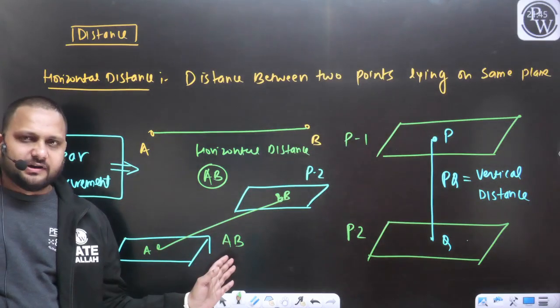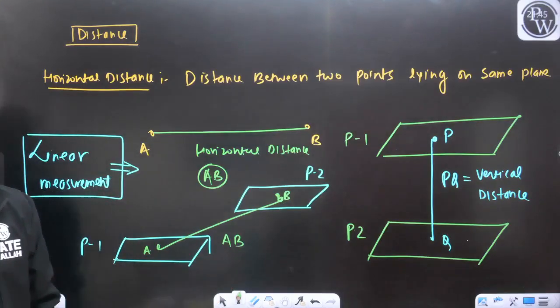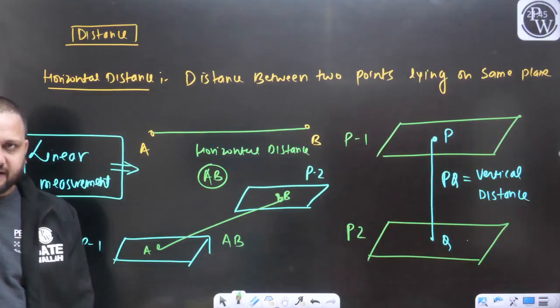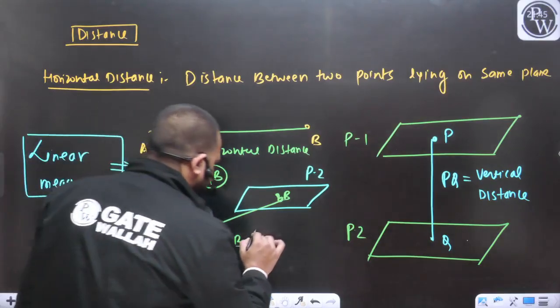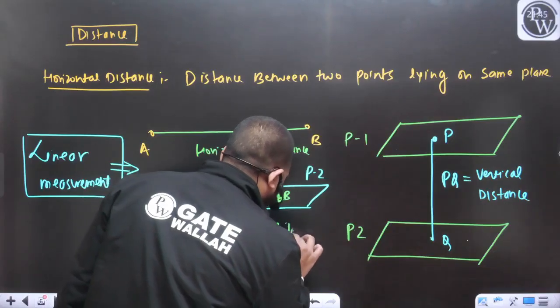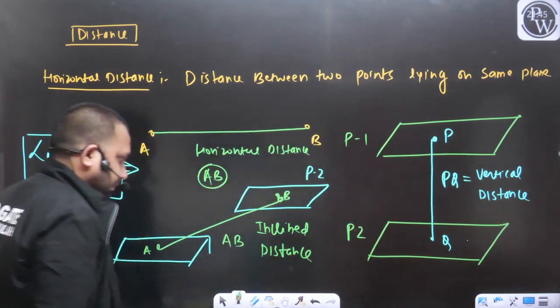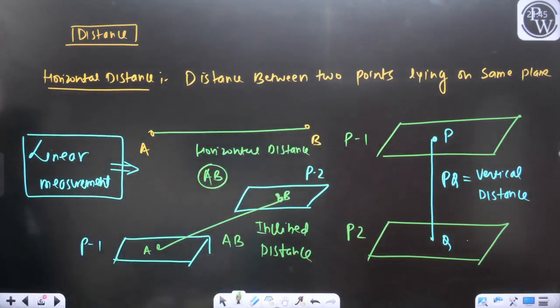Neither is this the horizontal distance nor the vertical distance. So how can we define this distance? This distance is going to be the inclined distance between the points A and B.